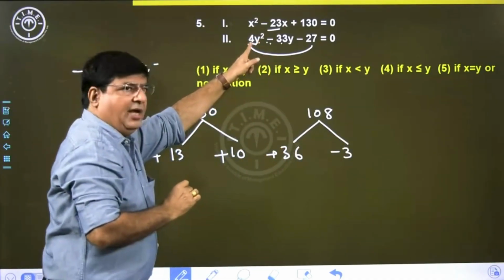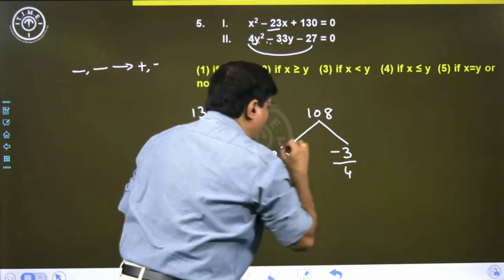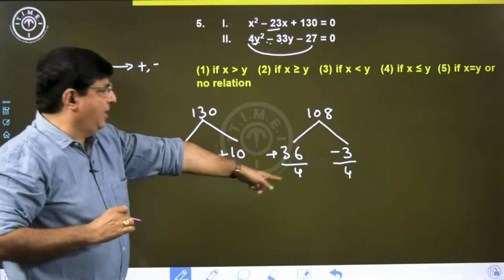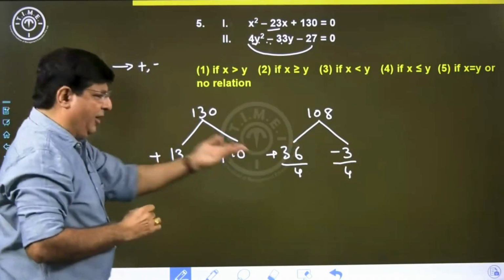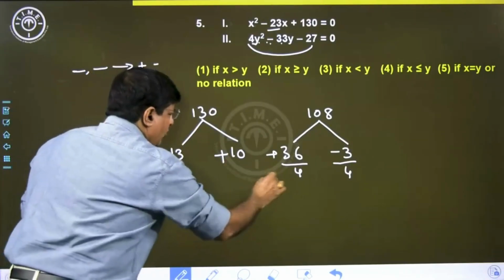Coefficient of y square is 4 here. Divide by 4 here and divide by 4 here. 36 by 4 is 9, but this is a fraction. Bring this 4 here to this side. 13 into 4, 52. 10 into 4, 40.